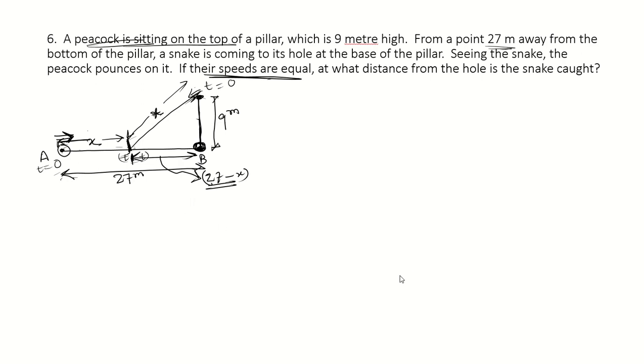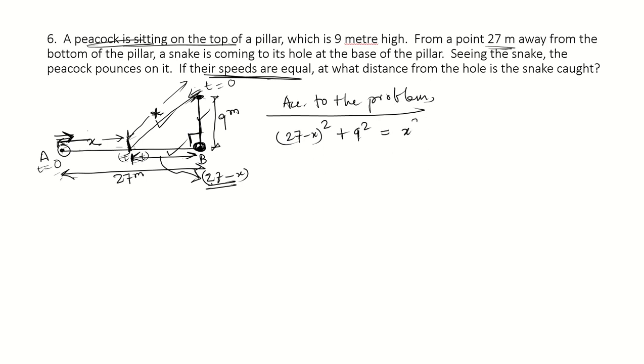Now you see, this is a right angle triangle, right? Because it's the top of a pillar. So according to the problem, similarly we will use the Pythagoras theorem, which we used in another problem. The square of this side plus the square of this side will be equal to the square of the hypotenuse, right? So (27 minus x) squared plus 9 squared equals x squared.